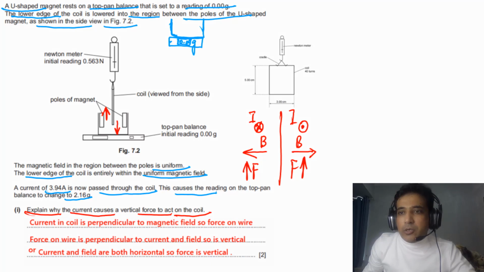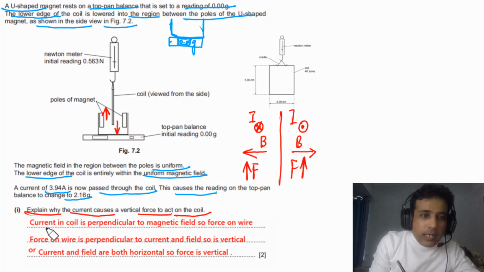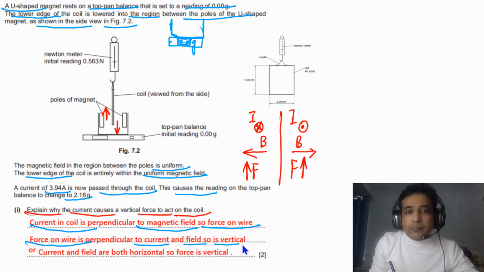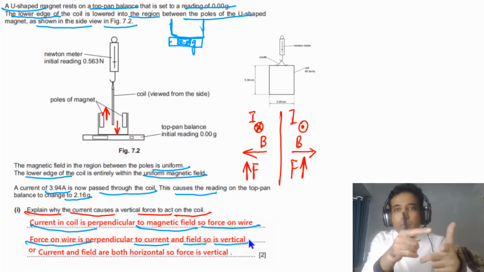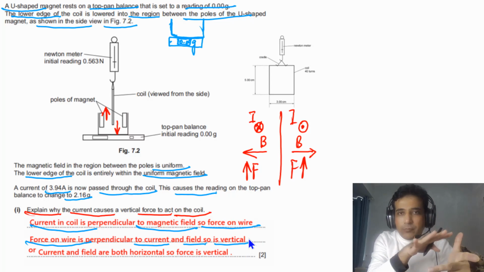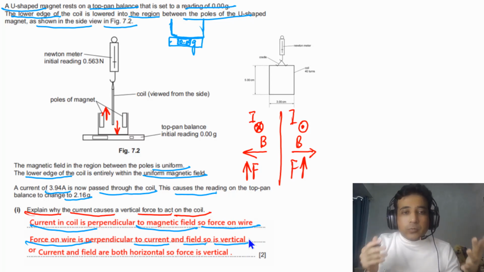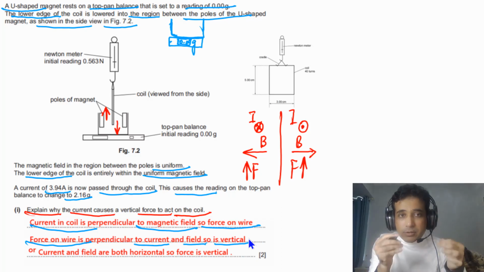So let me show you how you can write down your answer. You can say the current in the coil is perpendicular to the magnetic field, so there is a force on the wire. The force on the wire is perpendicular to the current and field, so the force is vertical. The magnetic field and current are in one plane, and the force is perpendicular to that plane. This is what you need to understand, and this is how you need to answer.